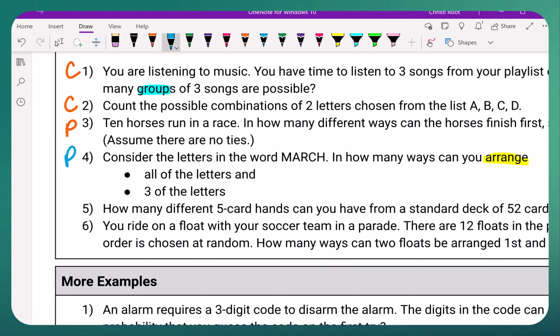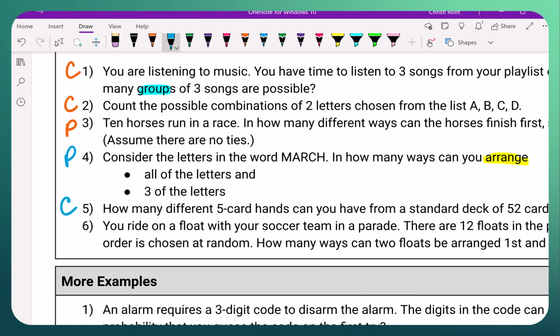How many different 5-card hands can you have from a standard deck of 52 cards? All right, so if you're dealt a 5-card hand, it doesn't matter which one you were handed first. You take all 5 of those cards, and it's just a group of cards. And you make a play based on those 5 cards. It has nothing to do with what you were handed first. So this is a combination.